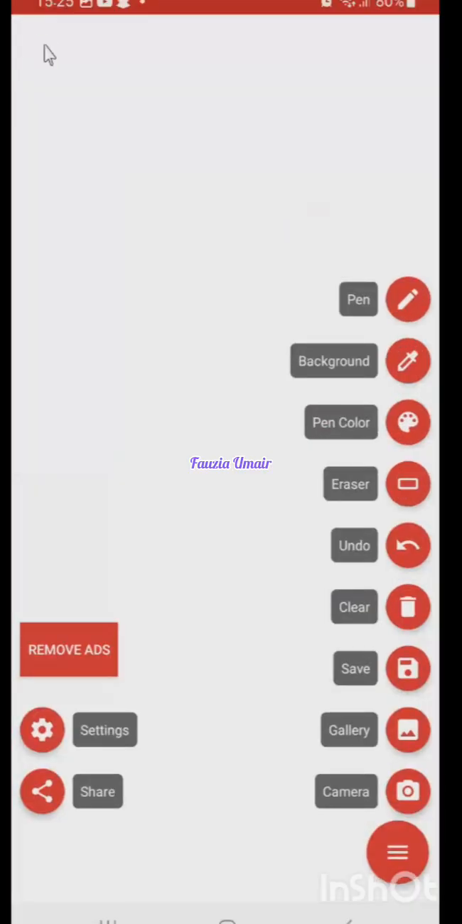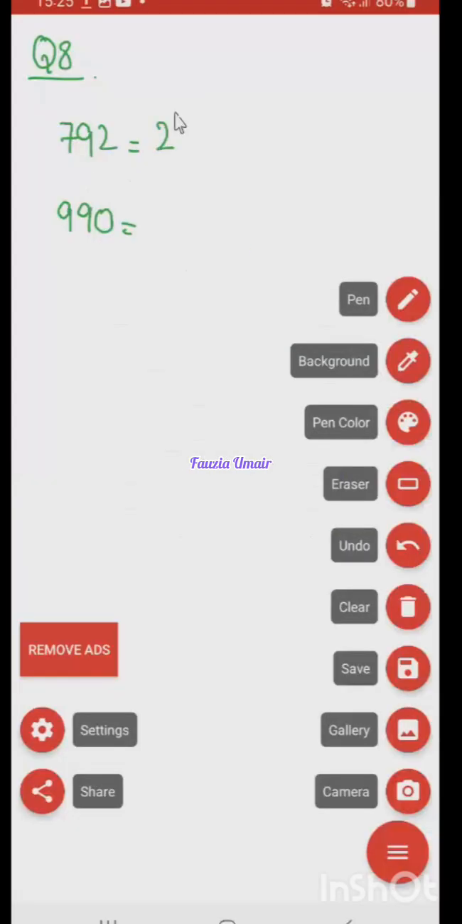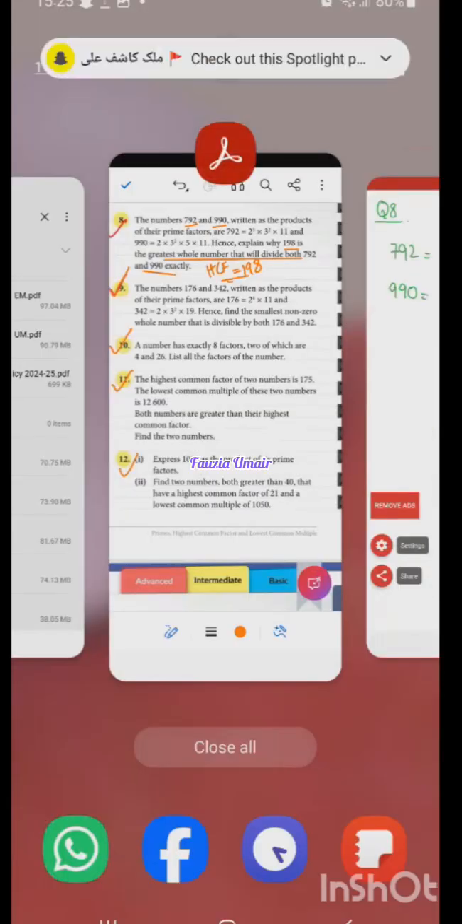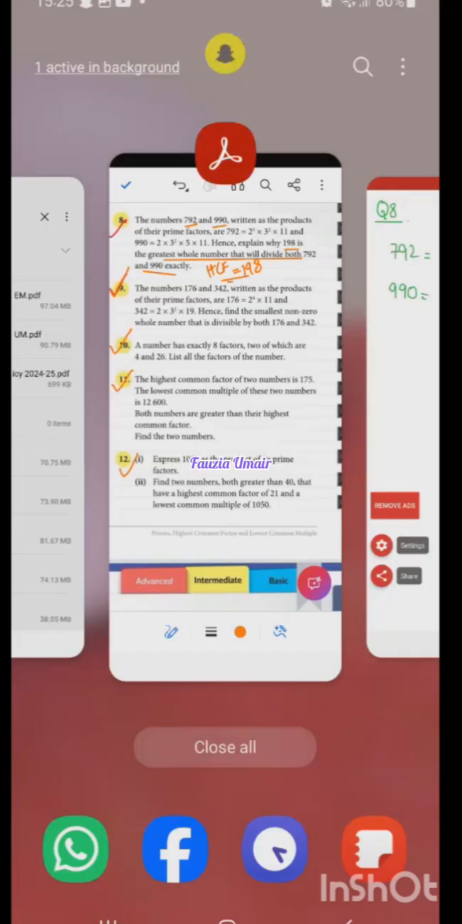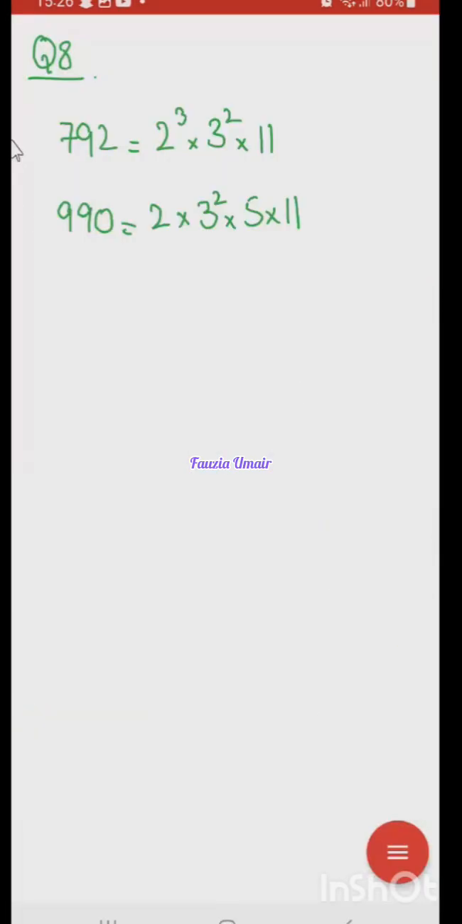Question number 8, the prime factorization is already given. The two numbers are 792 and 990. We don't need to do their prime factorization; they are just asking for the explanation. 792 is 2 cube into 3 square into 11, and 990 is 2 into 3 square into 5 into 11. So we only have to prove that the HCF of these two should be 198. So, finding HCF.